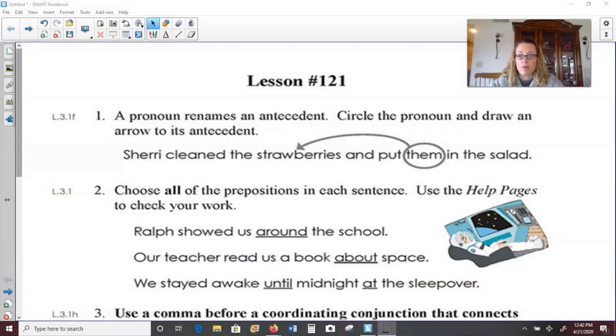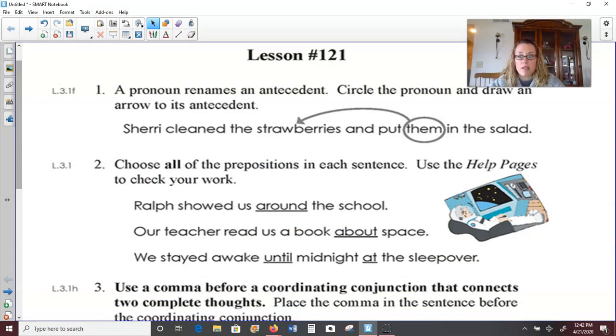All right, so number 1 says a pronoun renames an antecedent. Circle the pronoun and draw an arrow to its antecedent. Remember, a pronoun takes the place of a noun. So instead of saying a person's name, you would say he, she, you could say me or I, they, us, we. Those are all pronouns because they take the place of a name. And then the antecedent is simply the fancy word for the noun we are replacing with a pronoun.